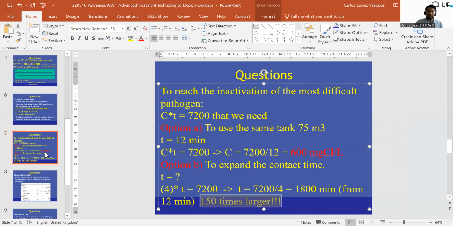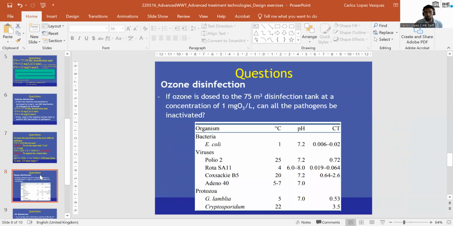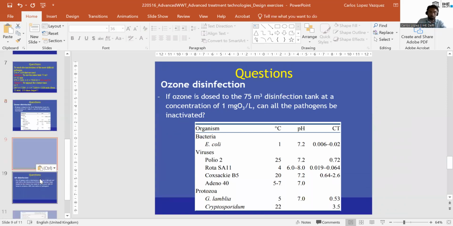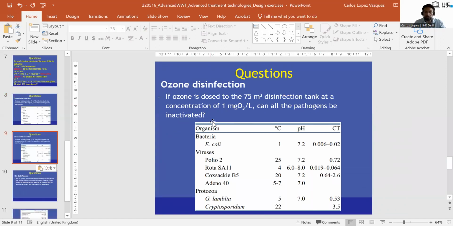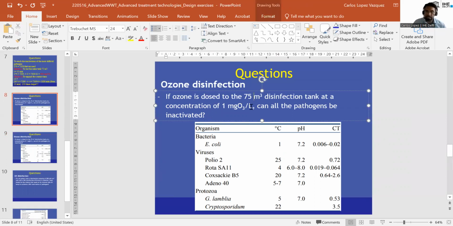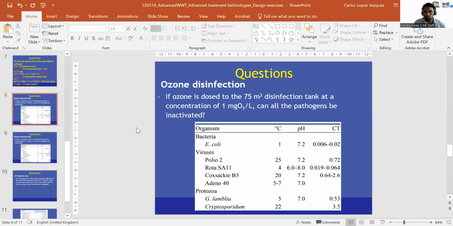So what do we do? Well, let's see what we can do with ozone. For ozone, we use the same system, 75 cubic meters of disinfection tank, and we can dose 1 milligram per liter of ozone. Can all the pathogens be inactivated?